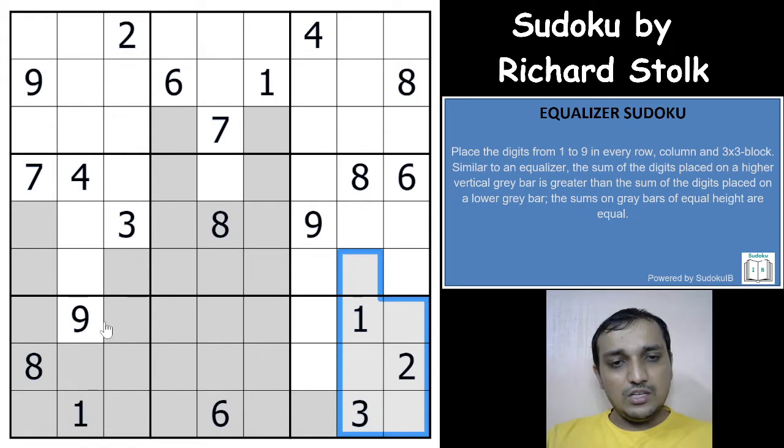So which means, see, the highest bar will have the highest sum and it goes on decreasing with the lowest bar, and if there are two bars of the same height, then the sums will have to be the same, right? So with that we should be able to start solving this Sudoku.